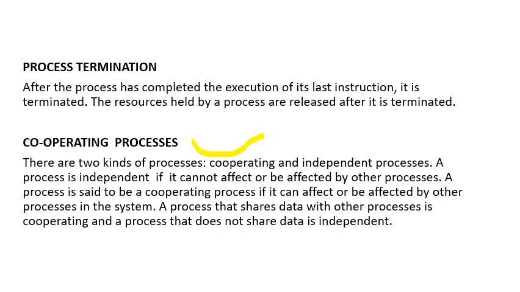In simple terms, cooperating processes communicate with other processes, and they can use shared memory or distributed memory, or they can share data. But independent processes won't share data, resources or any kind of variables. They will be working on distributed memory only. Okay, this is all about the cooperating process, and there are some advantages to it.